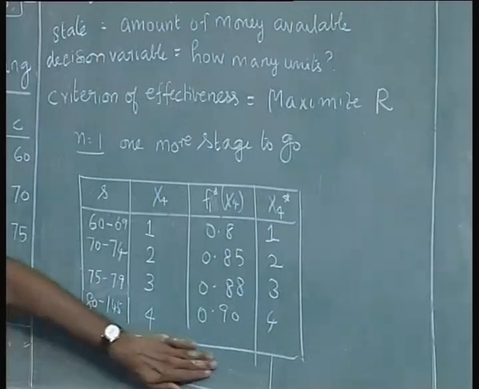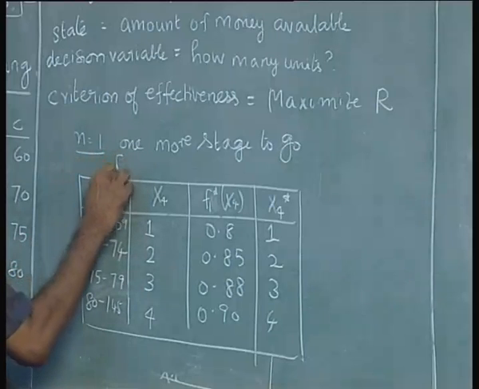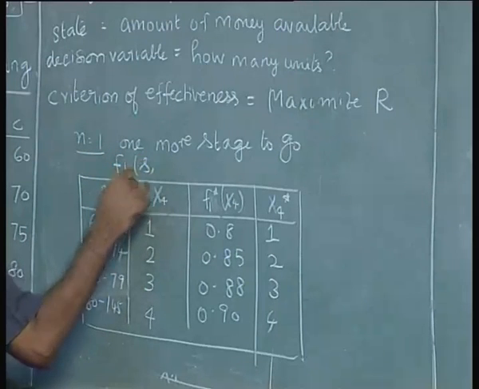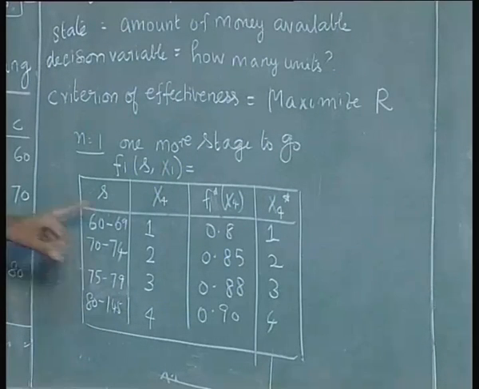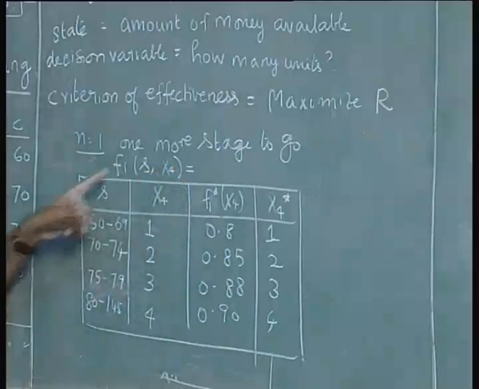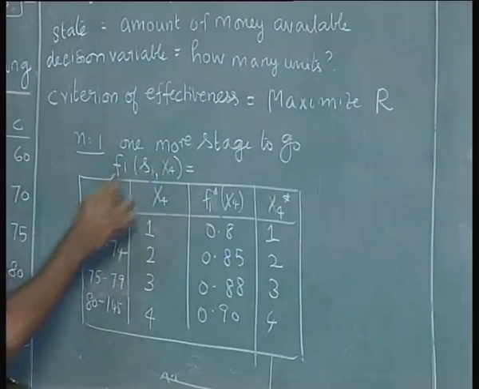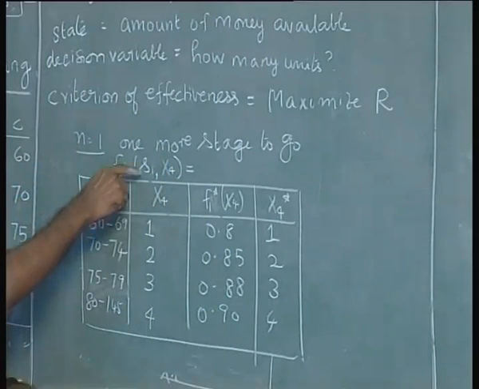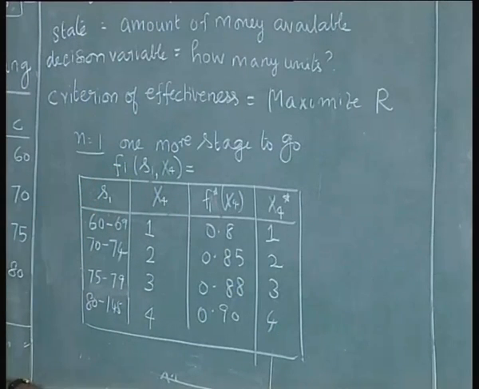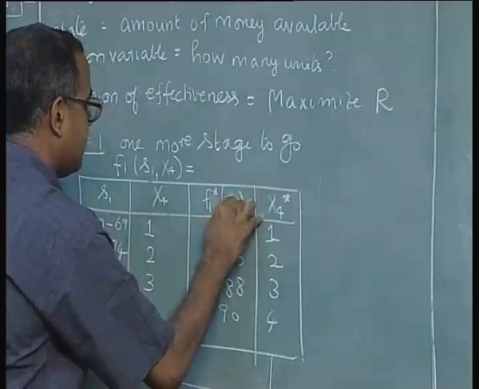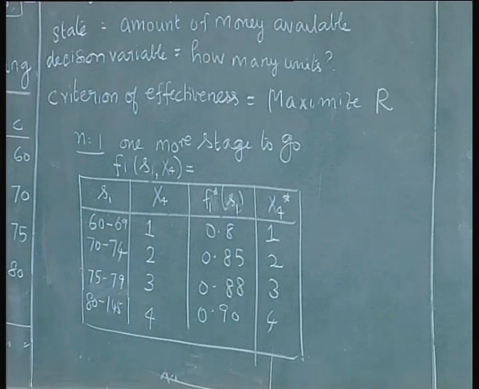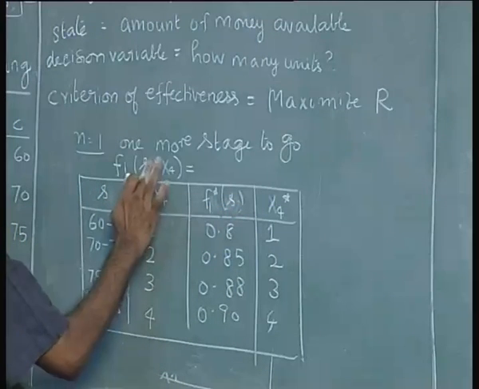Now what is the recursive equation here? Recursive equation is f1 of s comma x1. I have s rupees available, x4, I have s1 rupees available, or yes, you could use it suitably. If you use s1 here, we will have s1 here, that is it. And this will be f1 star of s or s1. So we use s here, so you could consistently use s.